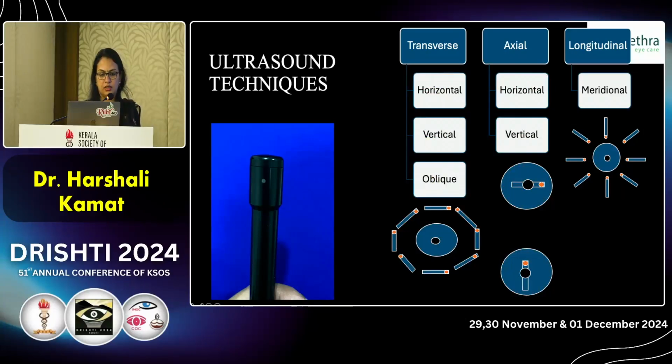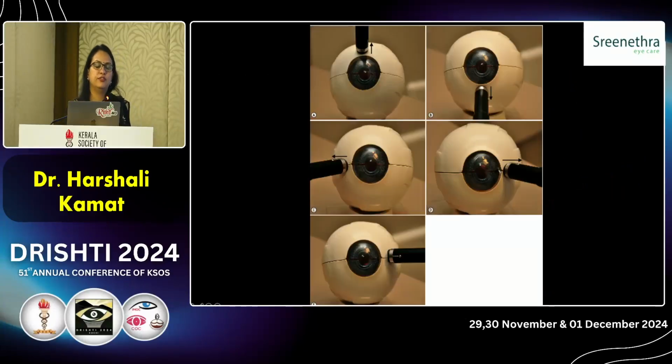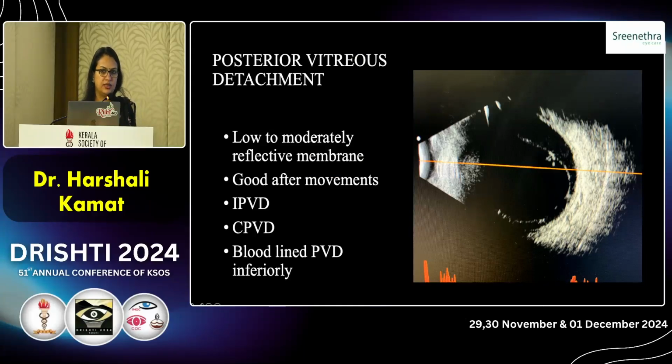Now, if you're doing a general screening, then you can do the 4 transverse scans, the 2 axial scans, or one of the longitudinal. Now let's come to the pattern identification. In posterior vitreous detachment, you will get a low to moderate reflective membrane.